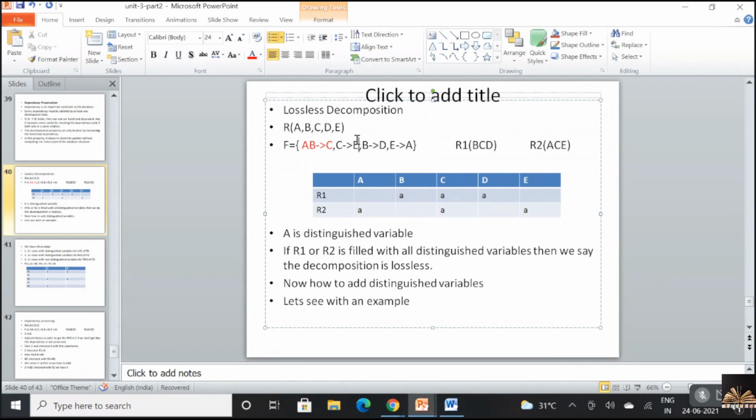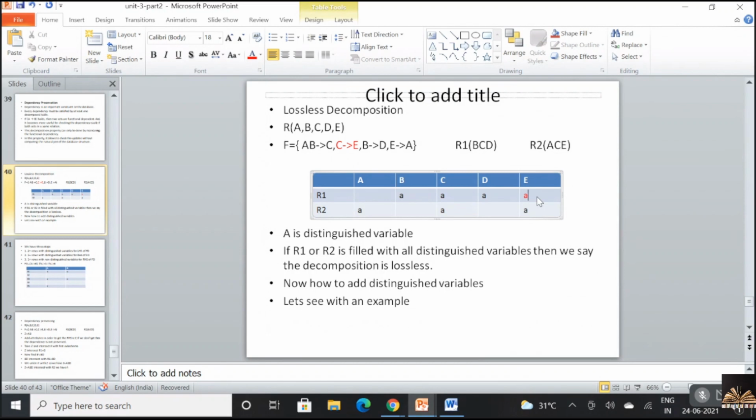Go with the second one, C implies E. What is the LHS? C. LHS should have 2 rows with distinguished variables. Do I have 2 rows with distinguished variables? Yes. Now what is the RHS? 1 row with a distinguished variable with respect to the RHS. So under E, I have 1 row which has a distinguished variable and 1 row which does not. So what I can do? I can add 1 distinguished variable.